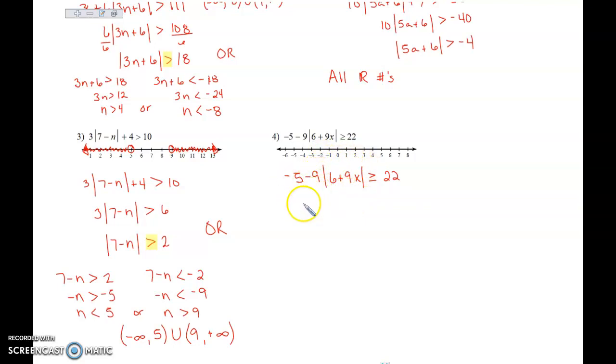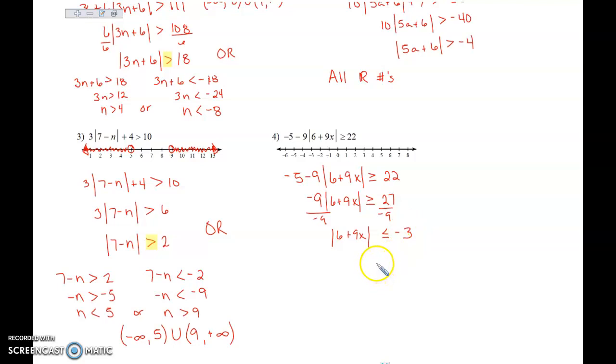So we're going to add 5 to both sides, so negative 9, absolute value of 6 plus 9x is greater than or equal to 27. Then we're going to divide by negative 9. That means we have to flip that inequality. So the absolute value of 6 plus 9x is less than or equal to negative 3.